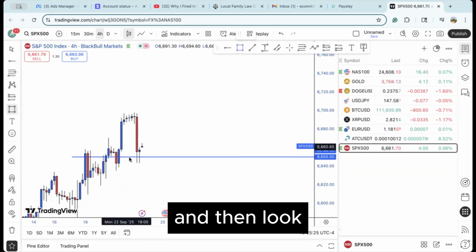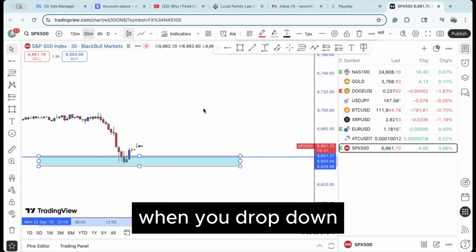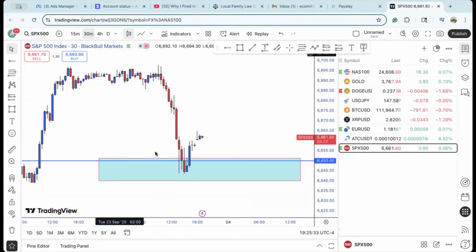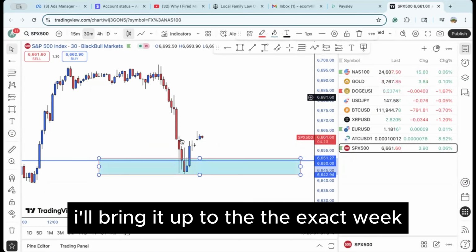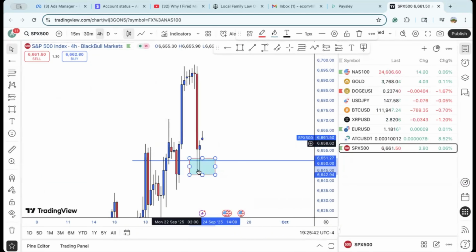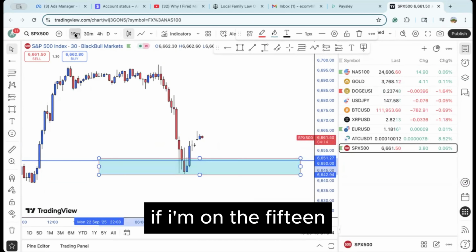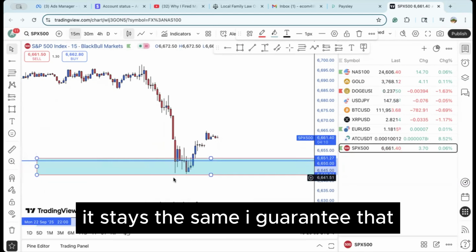And then look exactly what these candlesticks are doing when you drop down. See? They didn't go nowhere. I'll bring it up to the exact wick. If I'm on the 4 hour, that's what the wick did. If I'm on the 30 minute, if I'm on the 15, nothing changed. It stays the same.